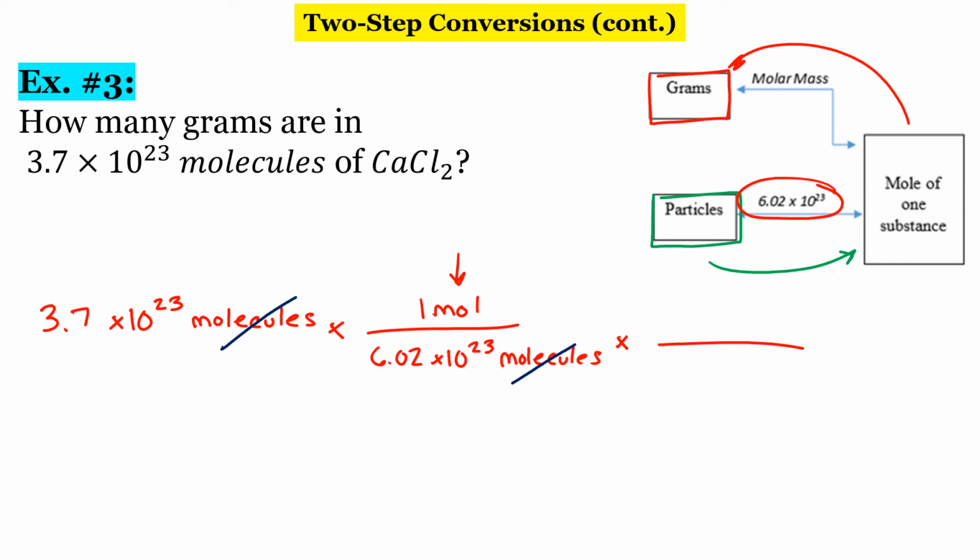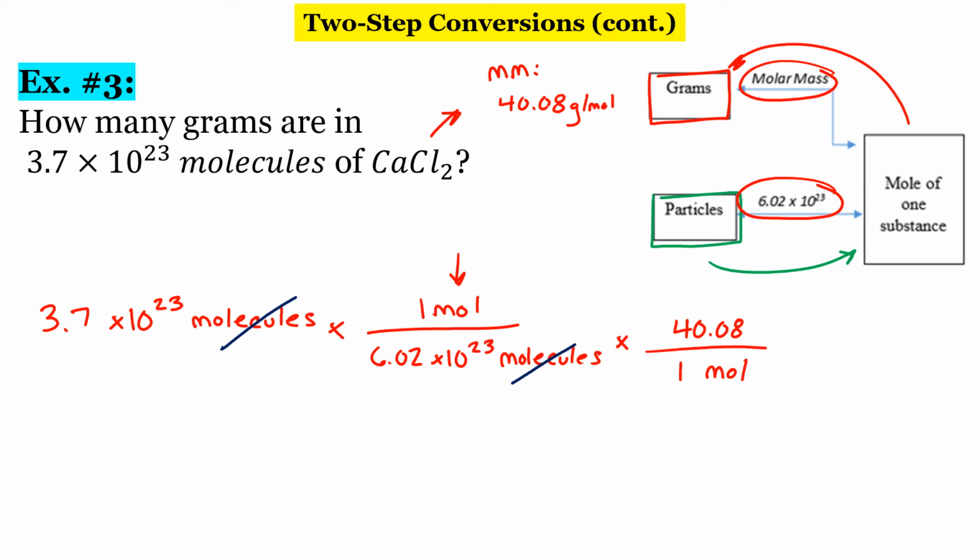Our next step was we're going to go from moles to grams. And we're going to use the molar mass here. So for every 1 mole, what's the molar mass of calcium chloride? Well, I'm going to go ahead and give you the molar mass here. Molar mass is 40.08. All right, so for every 1 mole, we have 40.08 grams. Oops, accidentally erased there. Let me fix that. All right, 40.08 grams. All right, so our units of moles are going to cancel out.